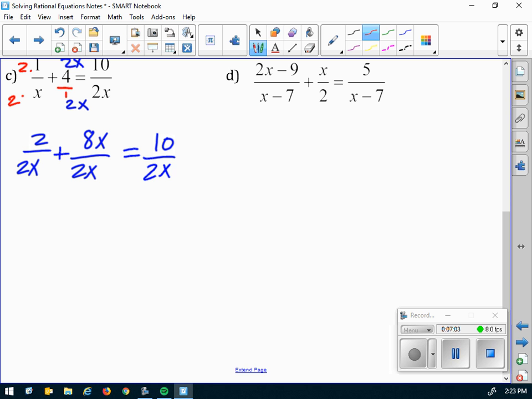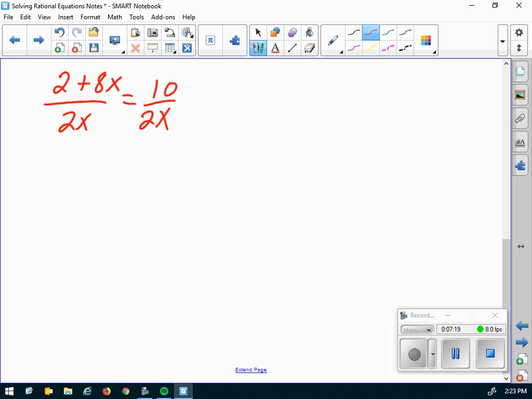Now, left side. I have common denominators, right? So I can add them. So 2 plus 8x over 2x equals 10 over 2x. Now, Giselle said we could do the same thing as before. If two fractions are equal, their numerators are the same and the denominators are the same. What do you see about the denominators? They're the same already, so what do I know about the numerators? They have to be the same, so I'm going to set them equal to each other.